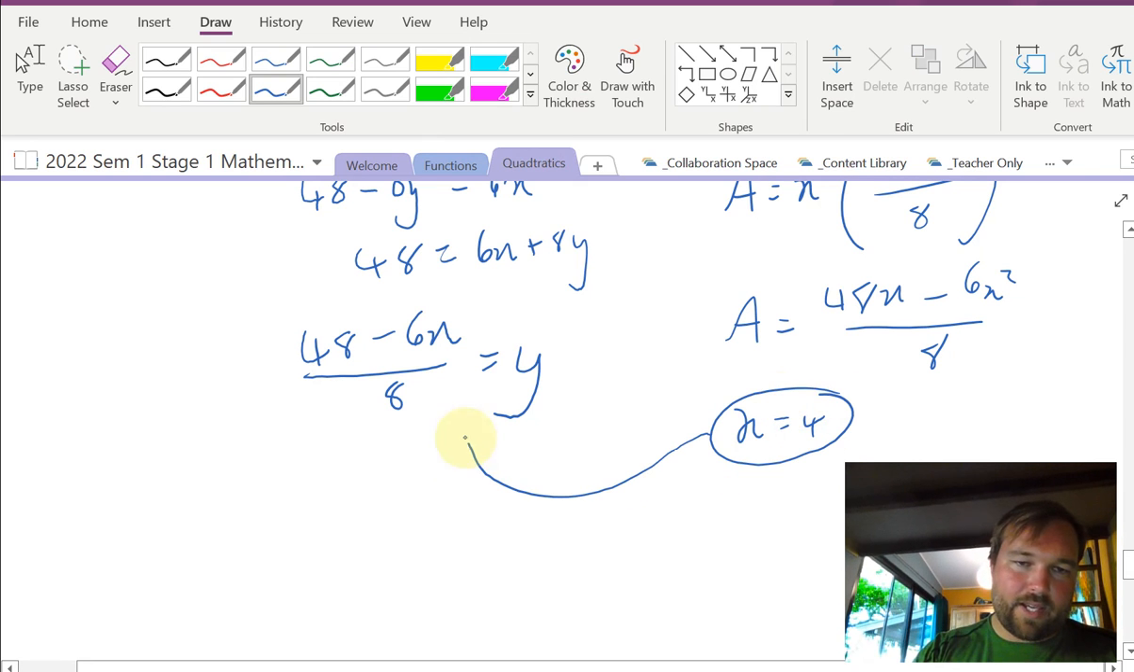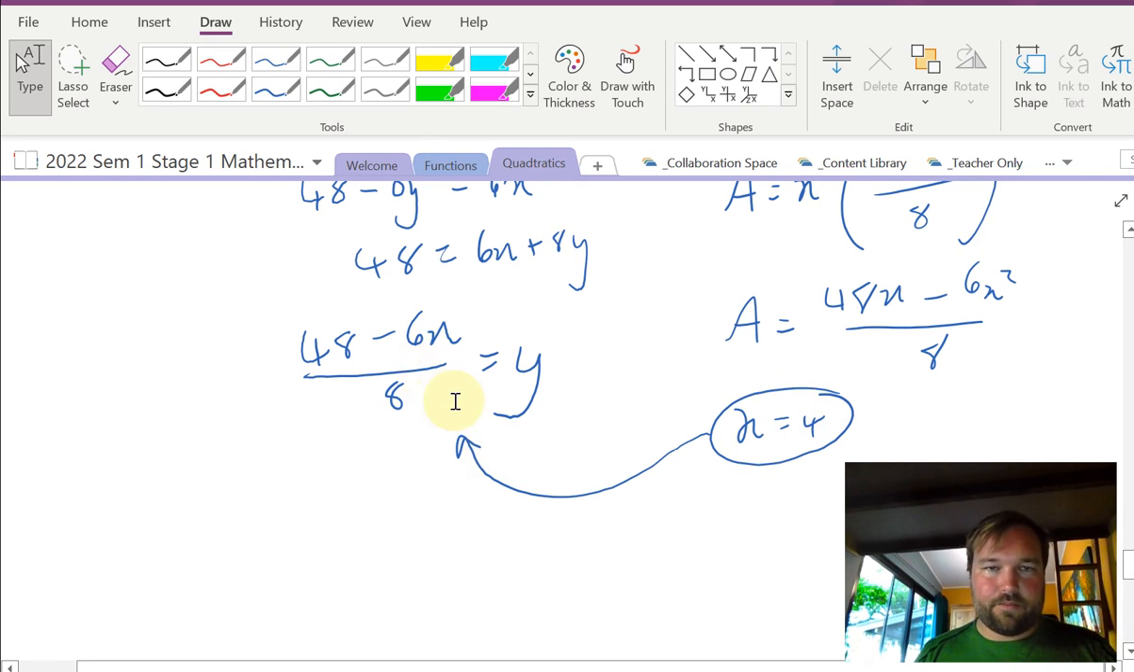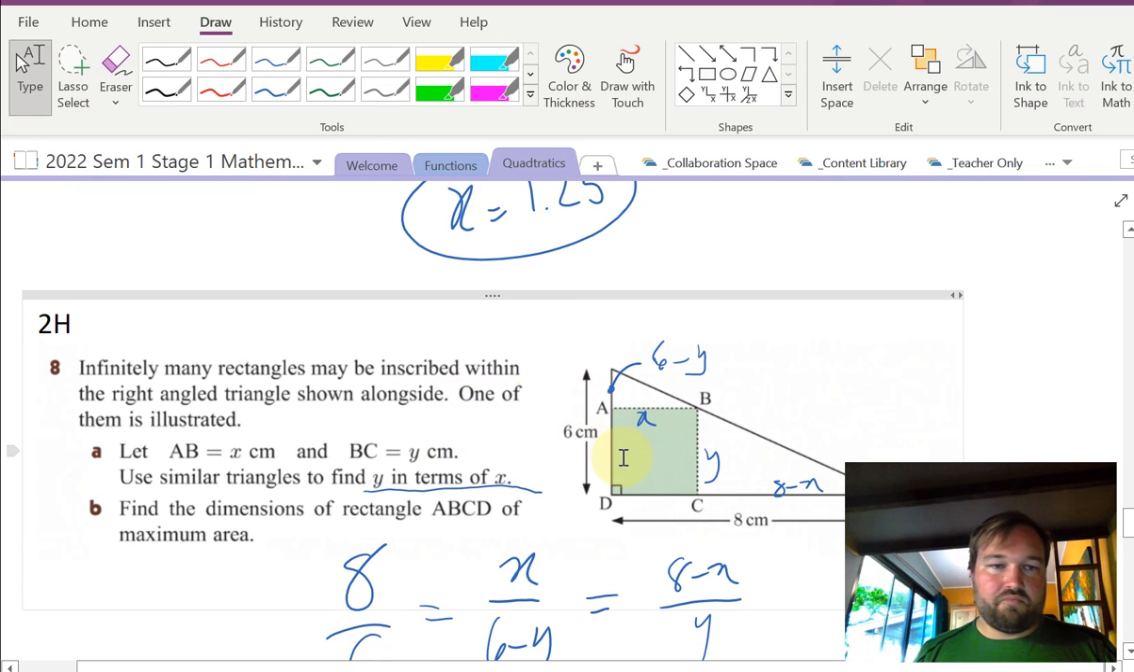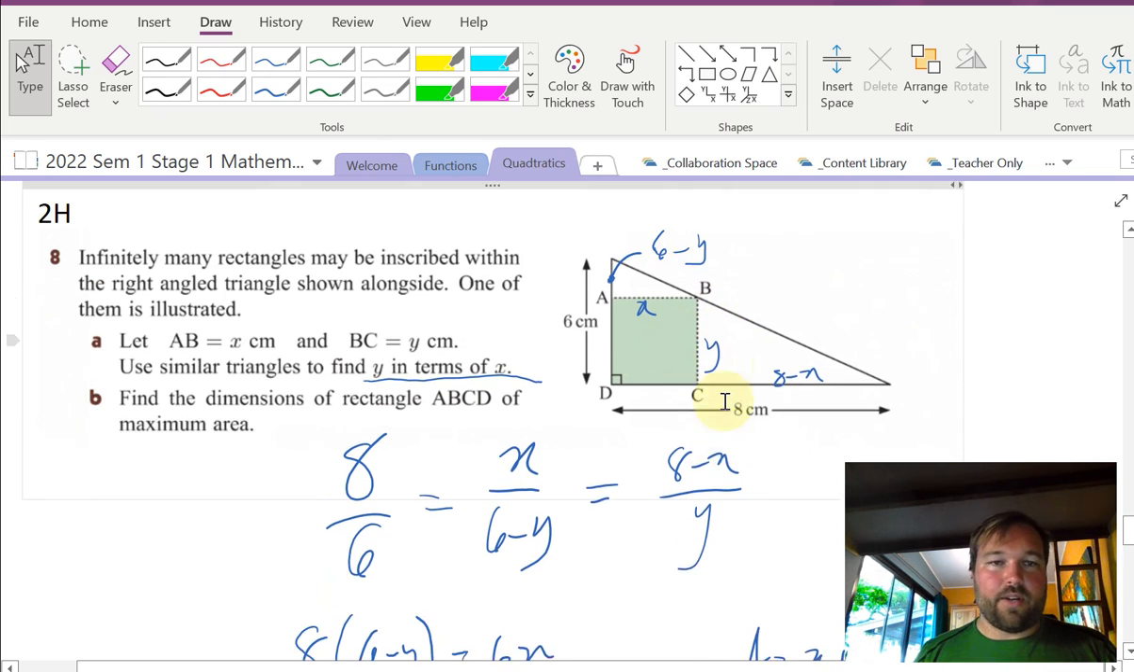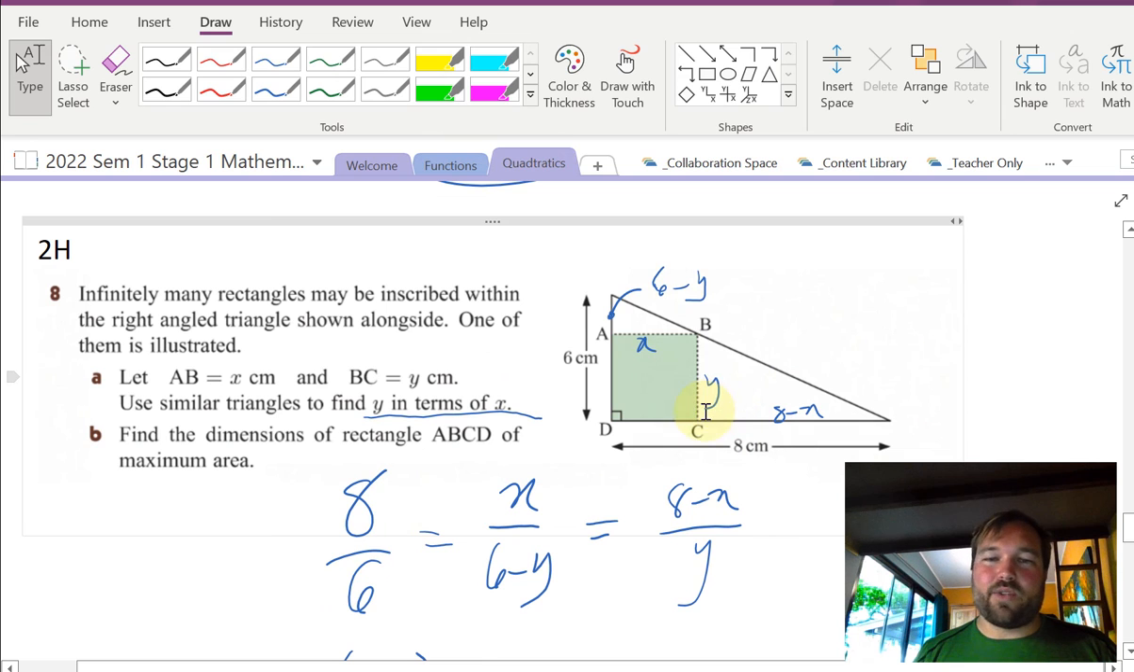And we can sub that back in to find the value for y. Actually, oh yeah, it's a rectangle. Might be a square, but we'll see what the value for y is after we sub it in.